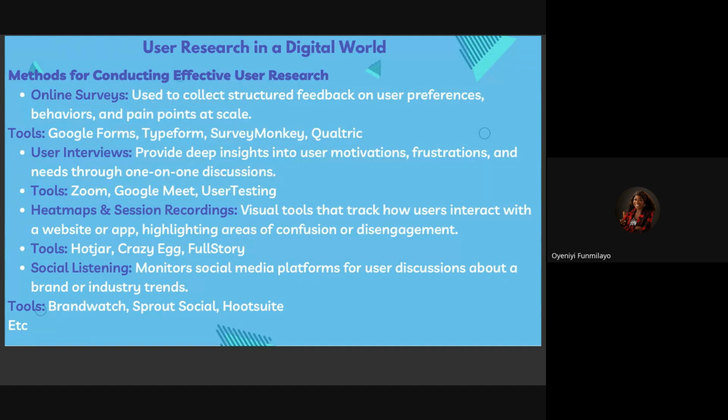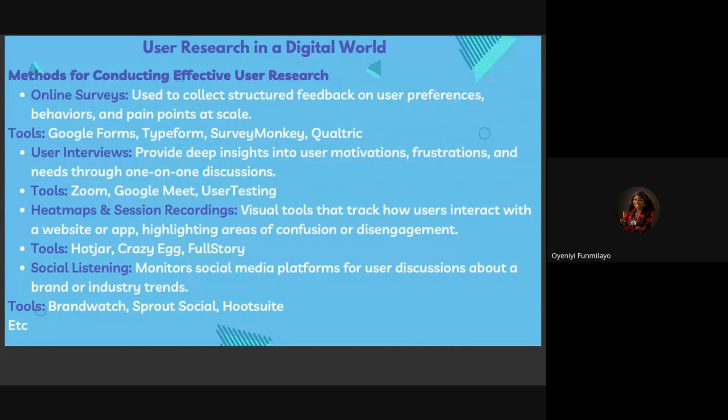And then we have heat maps and session recording. So these are visual tools that track how users interact with a website or app, highlighting areas of confusion or disengagement. So you can use Hotjar, Crazy Egg, or FullStory. These are tools you can use for your heat maps and session recording. And then we have social listening. So you monitor social media platforms for user discussion about a brand or industry trends. So you can use Brandwatch, Sprout Social or Hootsuite.